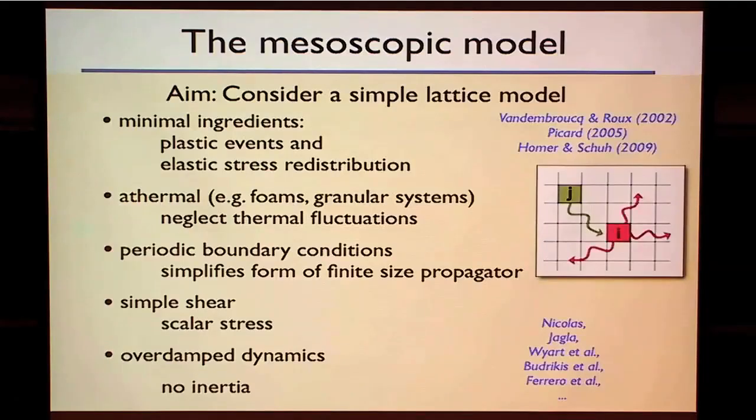Okay, so far the introduction. Now I will come to the model that I want to study. And this model is very much inspired by what Damien was showing the other day. They were the first to propose such a type of model within this context. And the aim is to have a very, very simplistic lattice model with minimal ingredients. It might not be realistic, but it gives a tool at hand to test several physical concepts. So the minimal ingredients are plastic events and elastic stress redistribution.